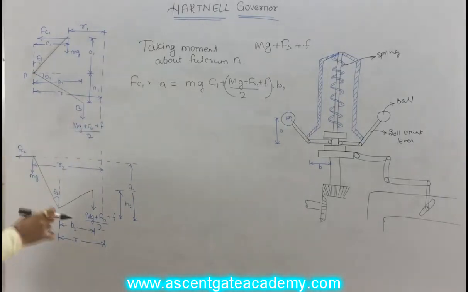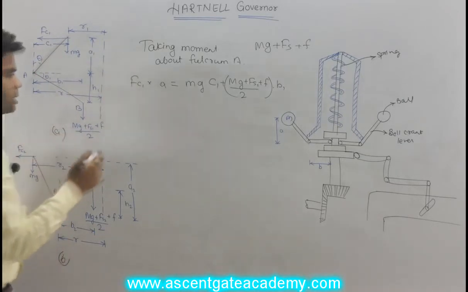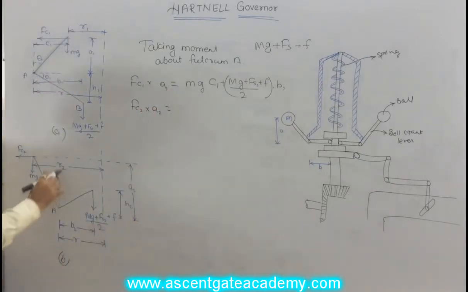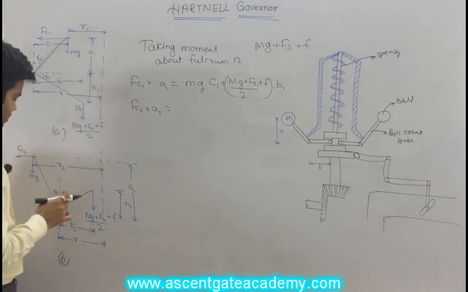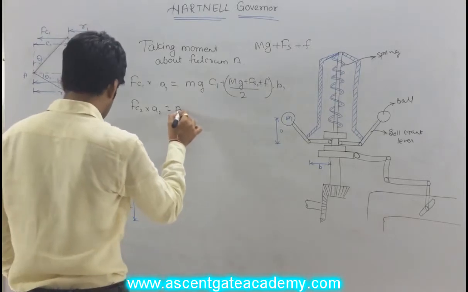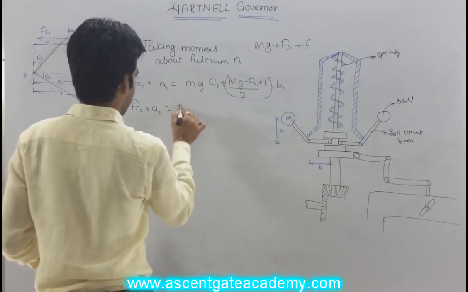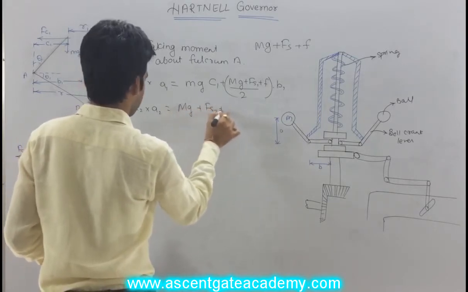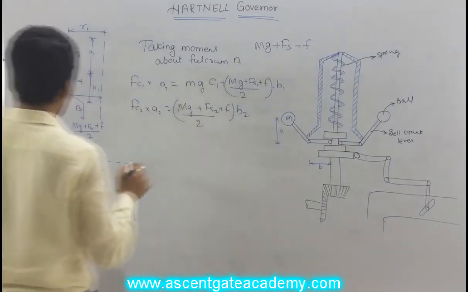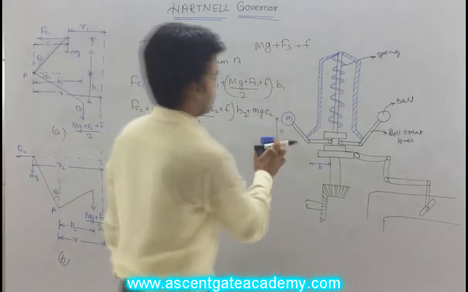Getting this? Okay. Similarly, in figure B, this is figure A. In figure B, this will be equal to Fc2 into a2 is equal to small mg, mg plus Fs2 plus F by 2 into b2 plus mg into c2. Okay, I will rub this.